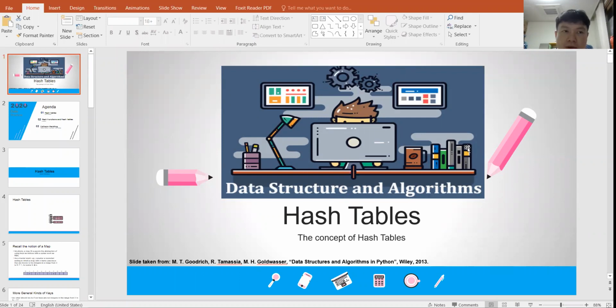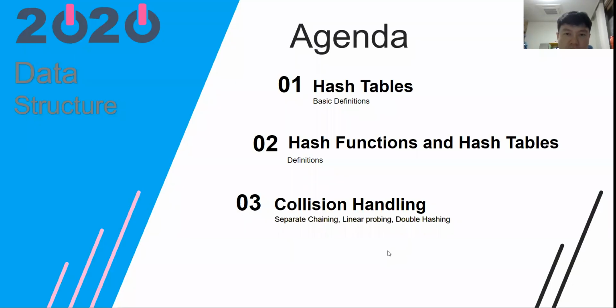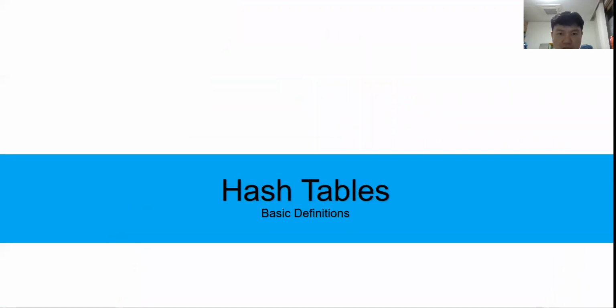We are going to learn one more concept about data structures, which is called hash tables. So in this PPT, we are going to learn about the concept of hash tables. Hash tables also have another kind of terminology, which is the hash function. And the last one, we will deal with collision handling. So what is a hash table?